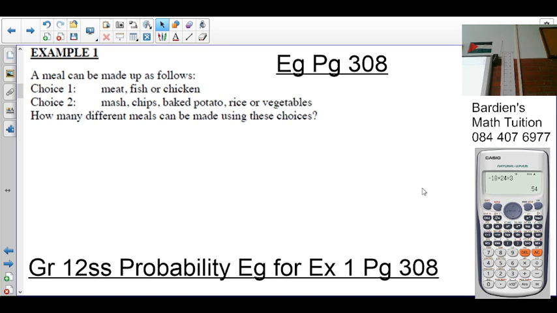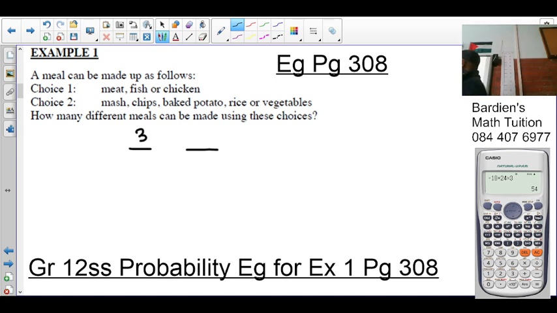So how many bits will there be? There will be two choices. In choice 1, how many options do we have? 3 options. In choice 2, how many options do we have? 5. There's going to be 3 times 5, which is 15. So there are 15 different meal combinations there. Can you see that, people?